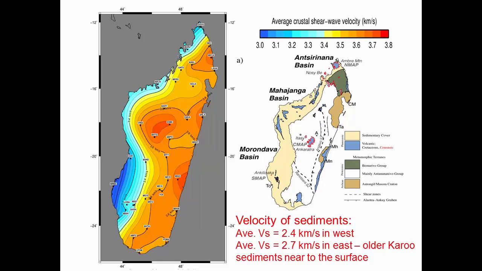And that's because if we just break out the velocity of the sediments themselves, I put that down here. In the west, where the sediments are the thickest, the average shear wave velocity is 2.4 kilometers per second, and then it increases to about 2.7 kilometers per second as we move to the east. And that makes sense in terms of the structure, because as we approach the Precambrian over here, we get older Karoo sediments that are coming up to the surface and outcropping. So the sediments to the east are a little bit faster than they are on average over to the west.